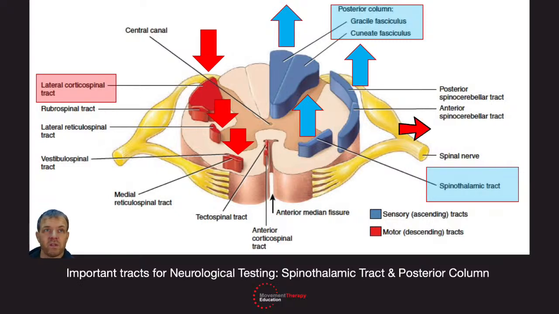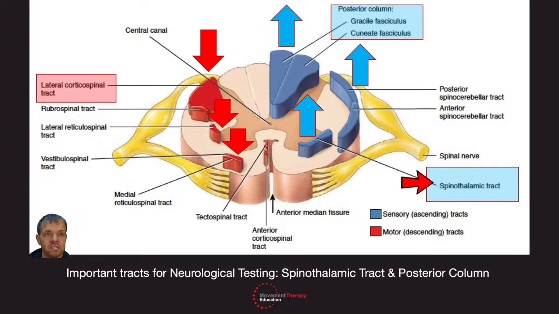The reason why I don't know the pronunciation of those very well is because we don't really cover those in MSK, not for basic neurological testing. So we're mainly focused on this one here, posterior column, and the spinothalamic tract. Okay, and remember we were talking about the wording.